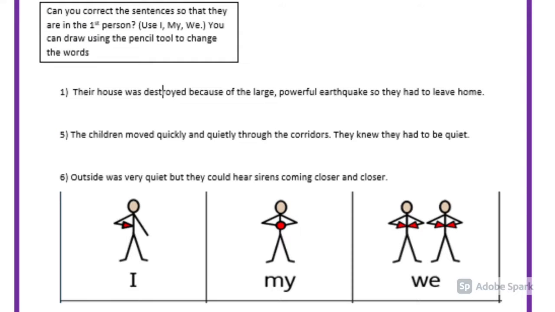The last part of the sheet asks you to correct the sentences so that they're in first person. Remember, you're going to use the pronouns I, my and we to correct the sentences. Let's look at the first one together. Their house was destroyed because of the large, powerful earthquake, so they had to leave home.